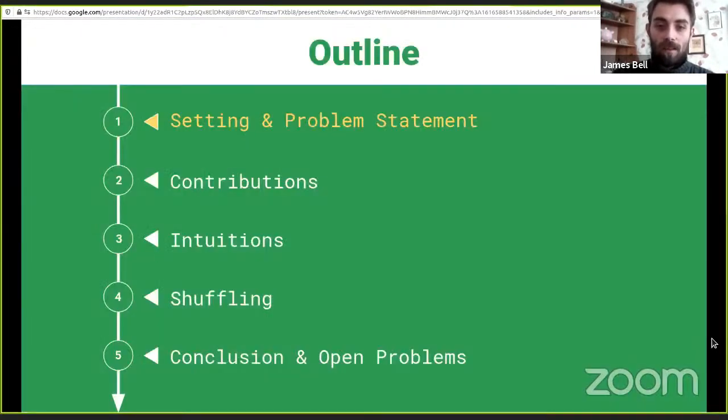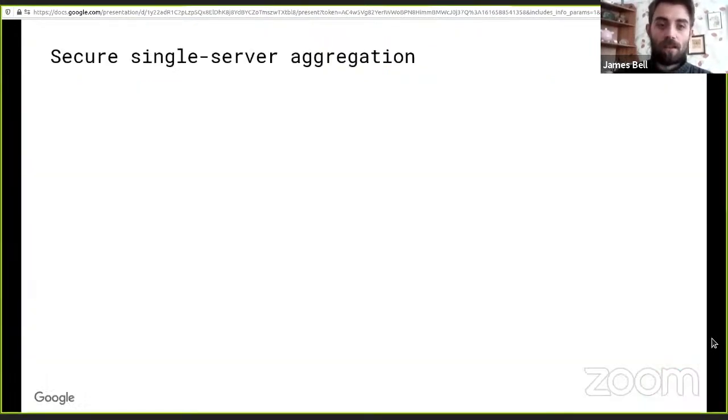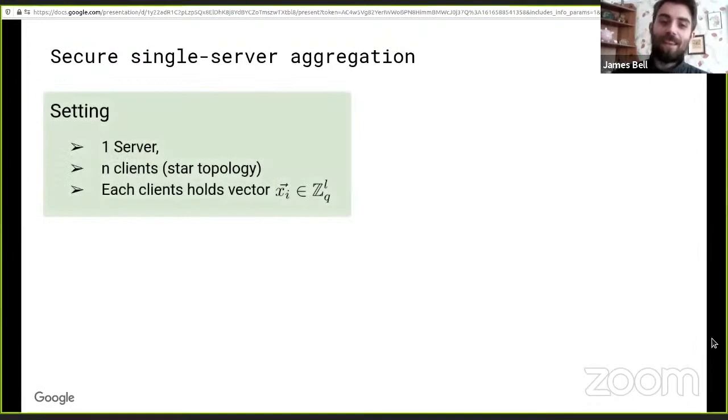Okay, so I'll start by laying out the setting and the problem statement. So firstly, what do we mean by secure single server aggregation? Well, by single server, we mean there's going to be one server. There are going to be n clients. So you should think of n mobile phones, each one holding some vector. And the server wants to know the sum of these vectors.